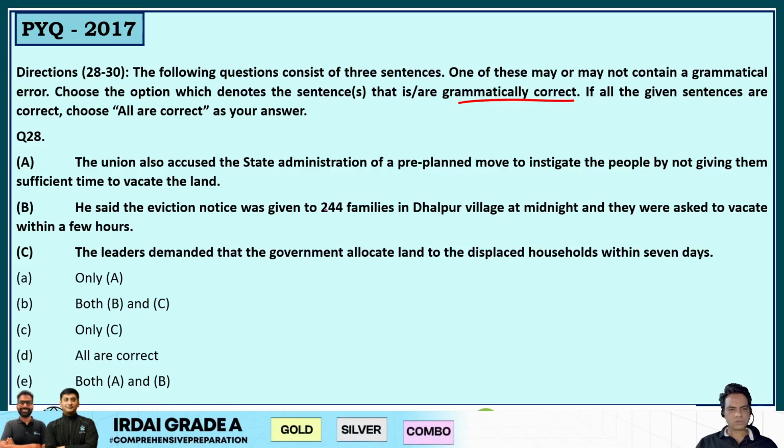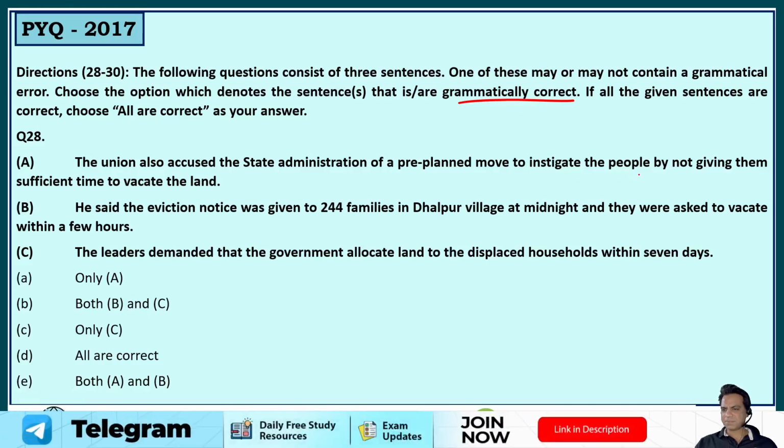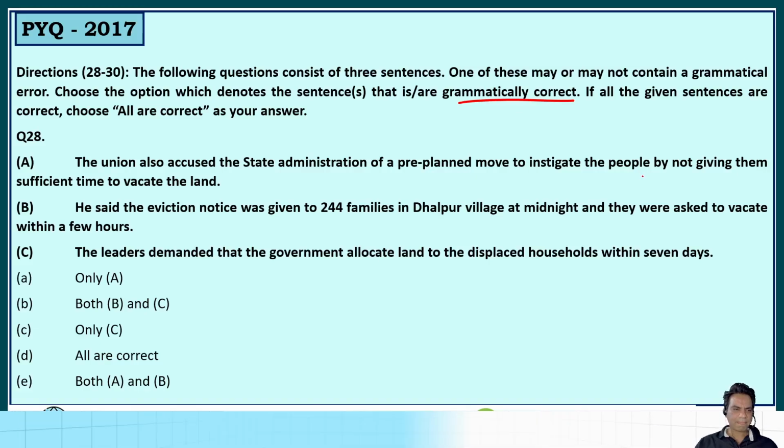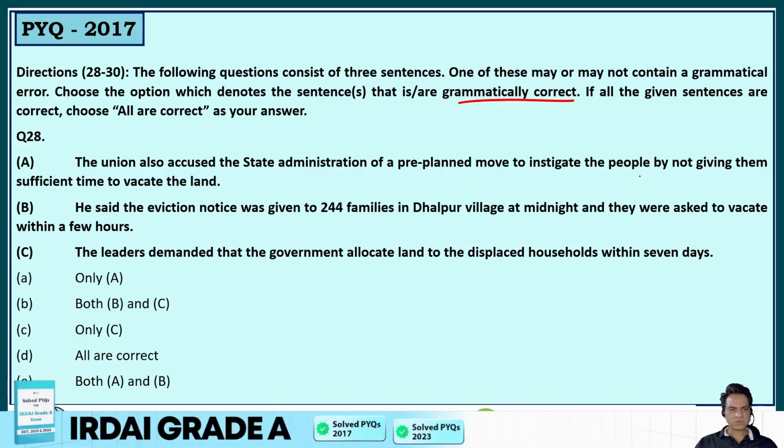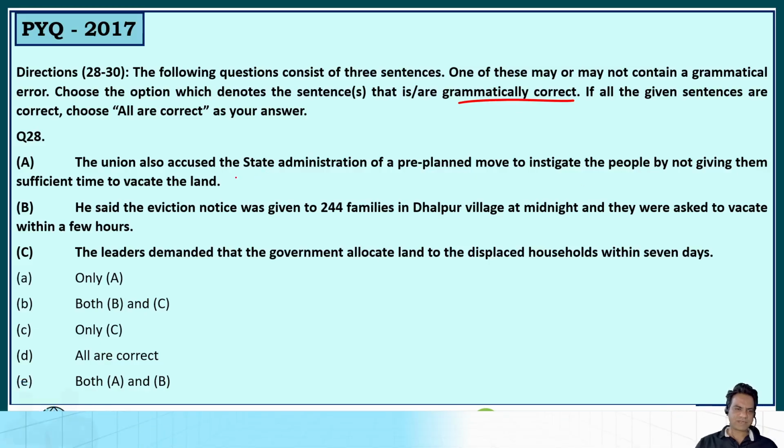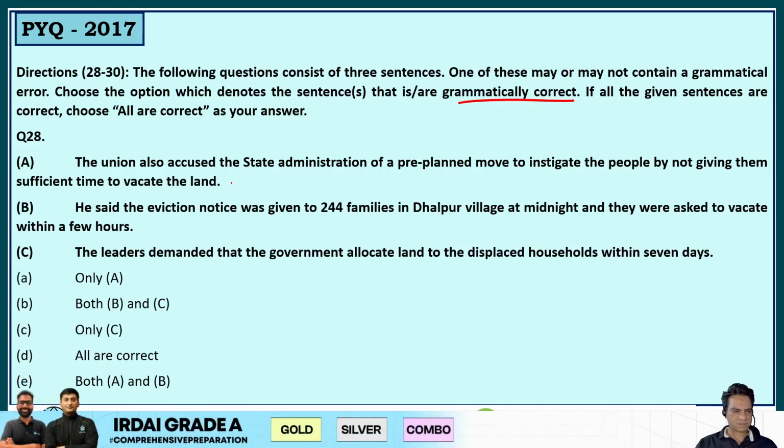The union also accused the state administration of a pre-planned move to instigate the people by not giving them sufficient time to vacate the land. This is correct. So this is option 1.